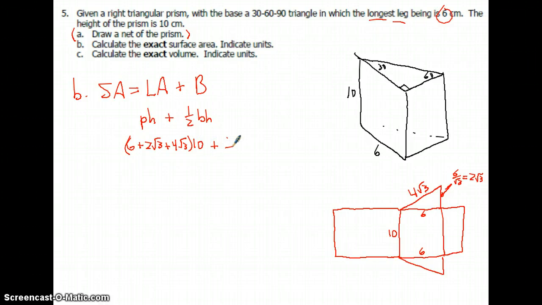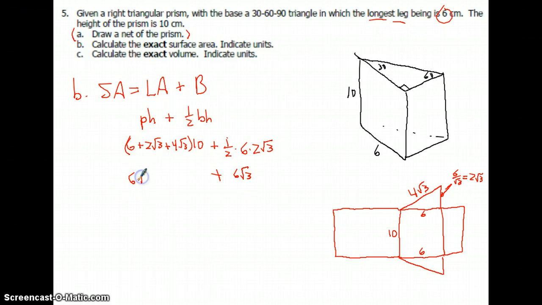Area of the triangle is half times base times height, and base times height in the triangle, I'm going to use 6 and 2 square root 3. Okay, that's easy. That is 6 square root 3. Wow, this is better than last time.